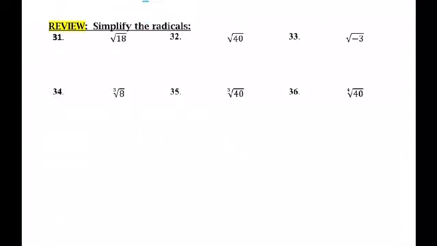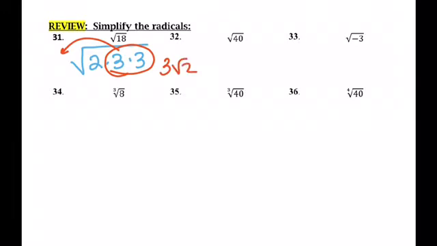So we learned last year how to simplify radicals, and so just to review that, if we have the square root of 18, that's the same as the square root of 2 times 9. And remember, we learned that if you have a pair, that can come out, so you're going to have 3 square root 2, and that's the answer to square root 18. That's the simplified version of it. So I'm just going to write that right here.